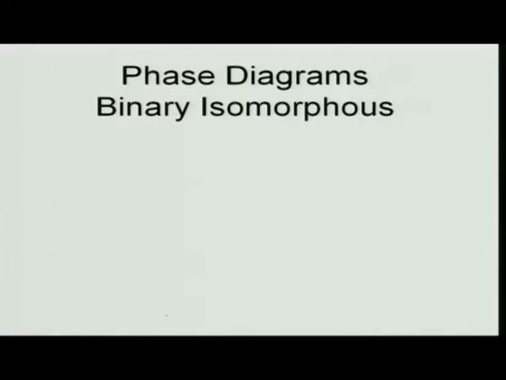Welcome. Today we are going to start a new topic, that is the binary phase diagrams. In the last few lectures I have discussed the single component phase diagrams, or what is known as unary phase diagrams. Unary means single component. As a part of that, I discussed the different phase diagrams like water, carbon, iron, sulfur, or even carbon dioxide.